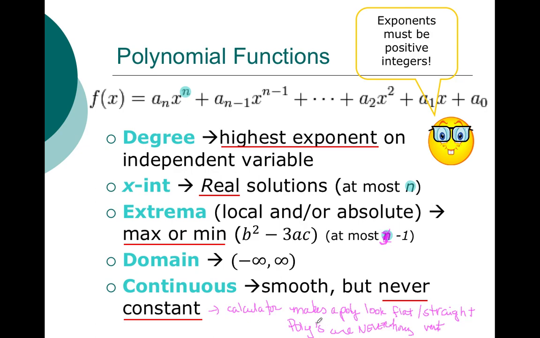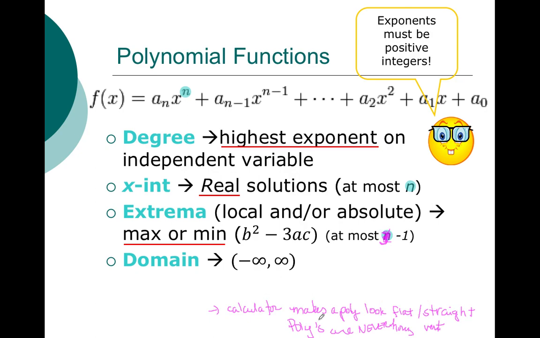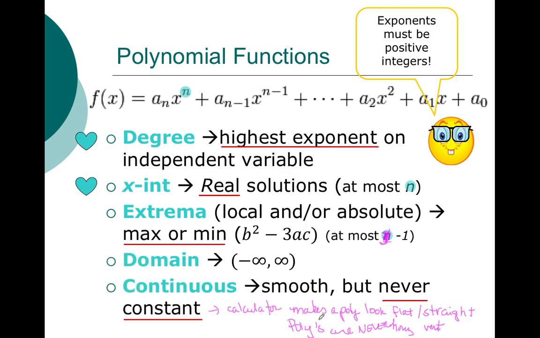I don't know why I put an apostrophe there. Degrees and x-intercepts are related. It's not a coincidence. Sorry. b squared minus 3ac is something that you're going to want to use this unit a lot.